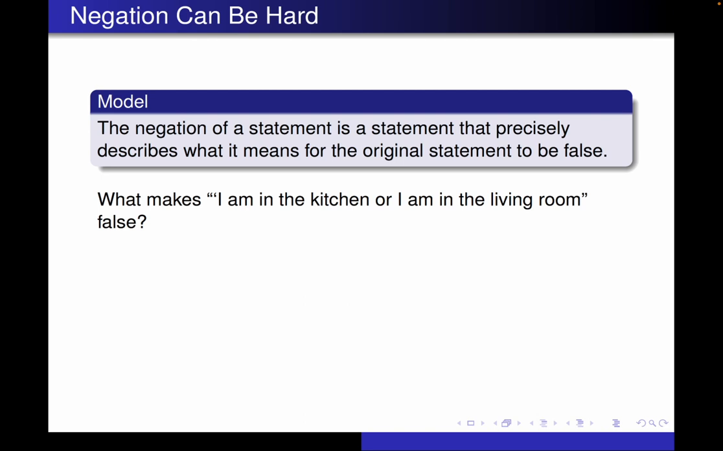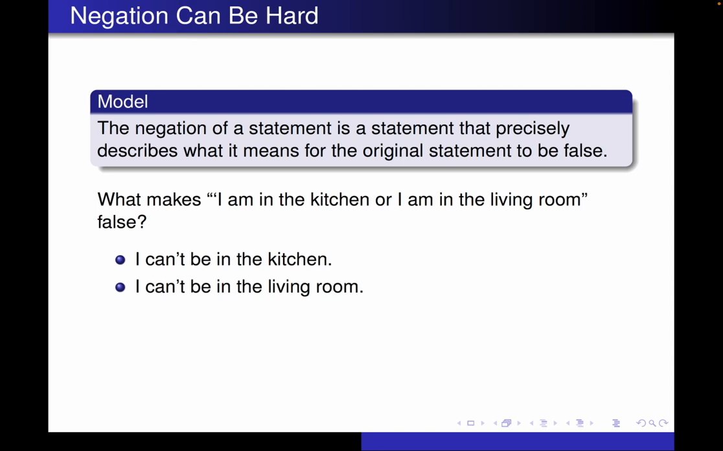Well, a couple things are going to have to happen, and these absolutely have to happen. First of all, I can't be in the kitchen. If I am in the kitchen, no matter what is happening in the world, that statement is going to be true. So I can't be in the kitchen. And the second thing is, I can't be in the living room for the same reason. If I'm in the living room, that statement is going to be true no matter what is going on in the kitchen. And not only that, both of those things have to be true.